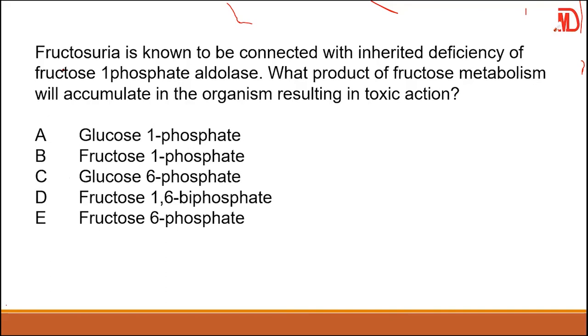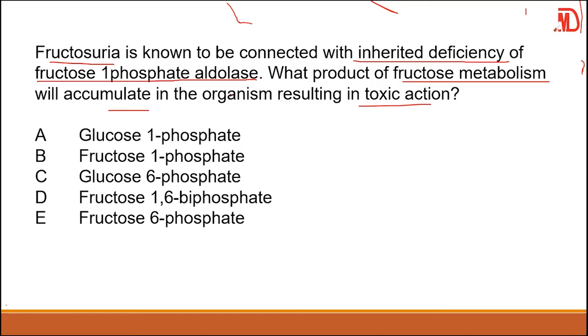Fructosuria is known to be connected with inherited deficiency of fructose 1-phosphate aldolase. What product of fructose metabolism will accumulate in the organism, resulting in toxic action? Guys, one thing about biochemistry is that the diseases or enzyme deficiencies always correspond to the substances the enzymes are catalyzing. The name of their enzymes matches the substance they want to catalyze.